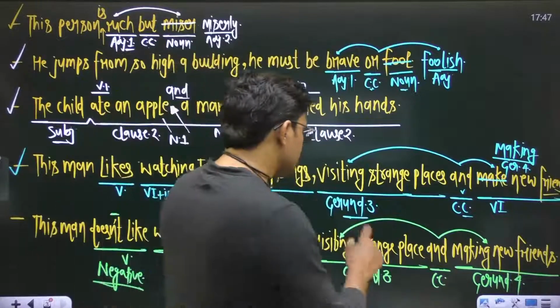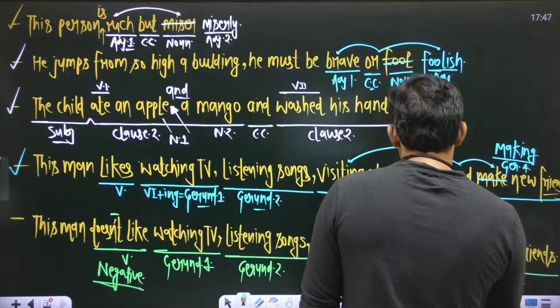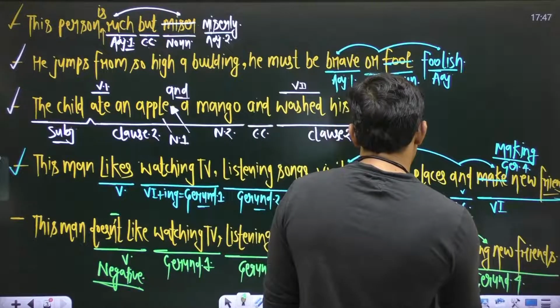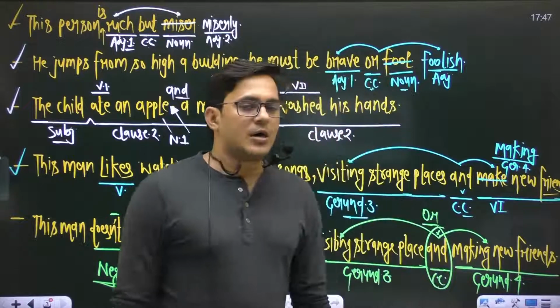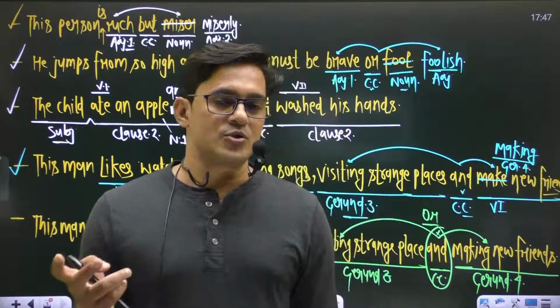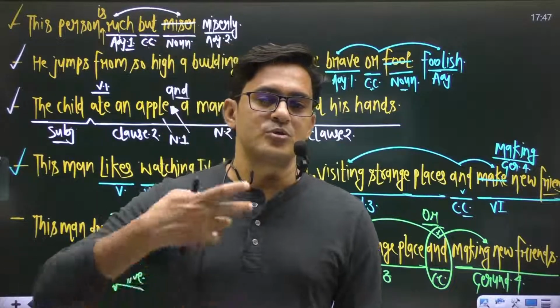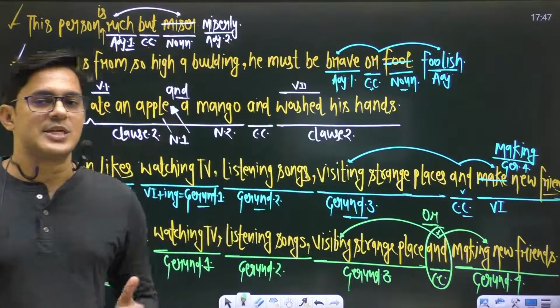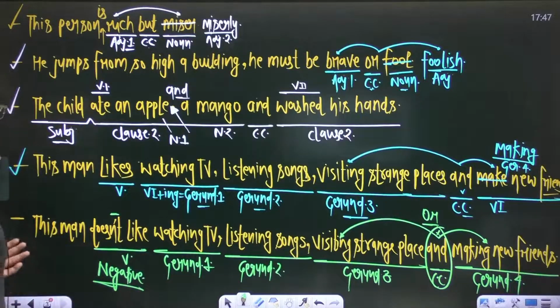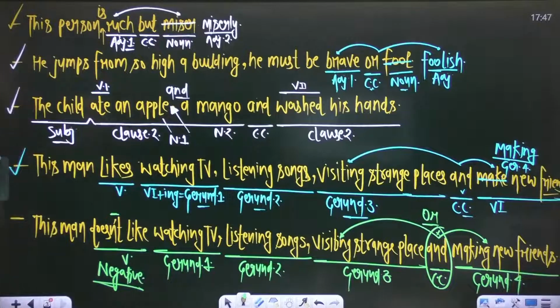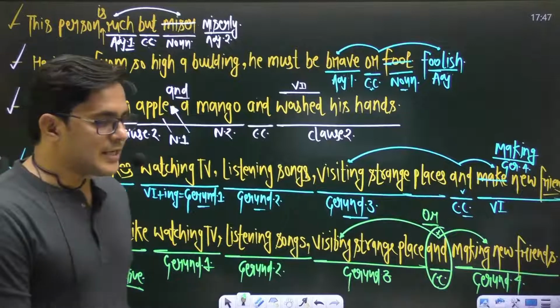So in a negative sentence we always talk about alternatives, we talk about options, we talk about choice. So to replace this conjunction with an alternative conjunction, just speak like "or." The reason is in negative sentences we don't add words, we just talk about alternatives, options, choice. So replace "and" with "or." Now the sentence will be okay. The sentence will be like, this man does not like watching TV, listening songs, visiting strange places, or making new friends. Now the sentence will be okay. Yes, are you getting my point?